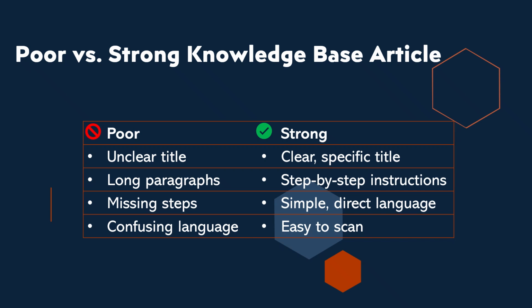In contrast, a strong knowledge base article uses clear titles, structured steps, and simple language. It allows users to quickly find information and complete tasks with confidence.